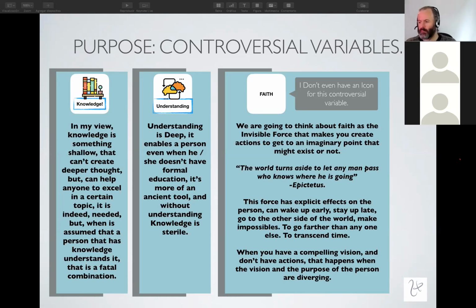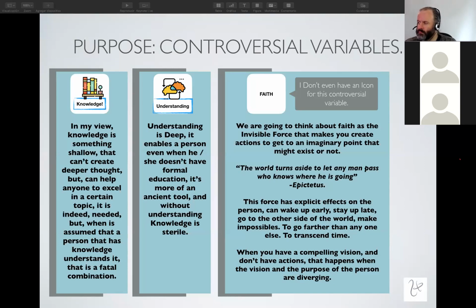This force has explicit effects on the person. This force makes them wake up early, stay up late at night, go to the other side of the world to make impossibles, just to go farther than anyone else, to transcend in time, to make that imaginary point in time real.